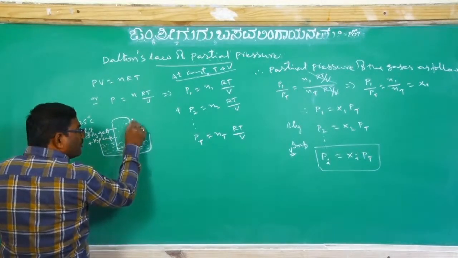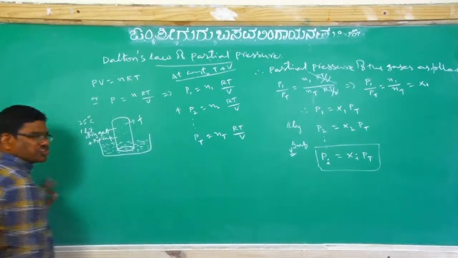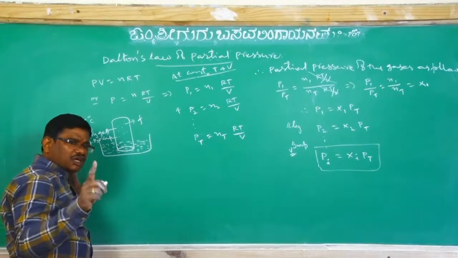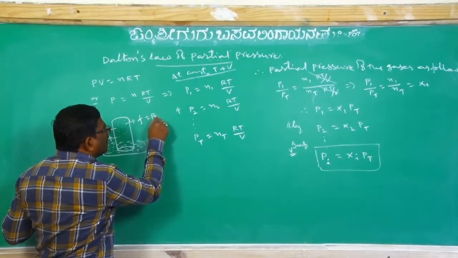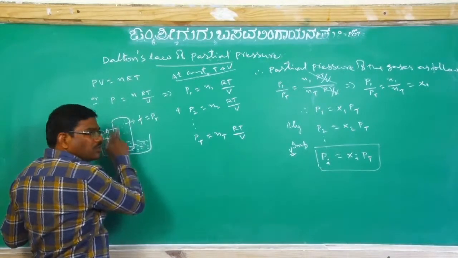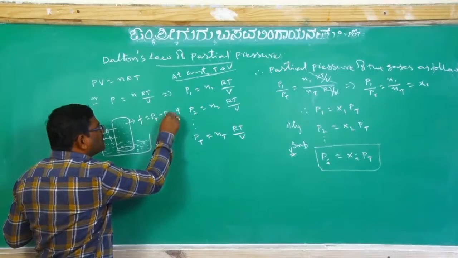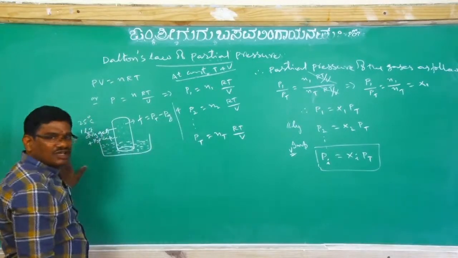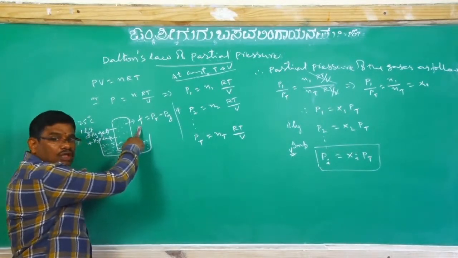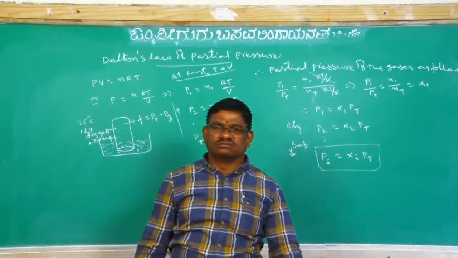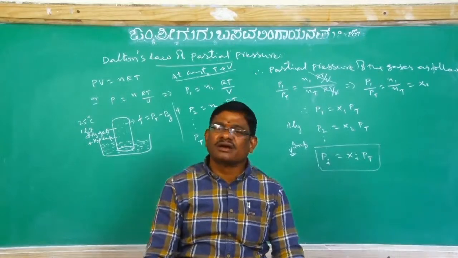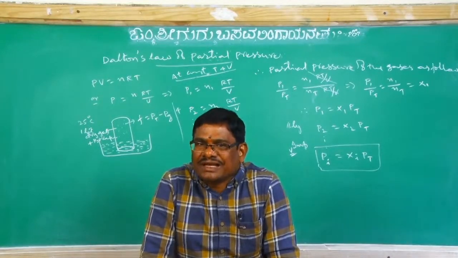Therefore, the water vapor pressure here is called aqueous tension. The pressure exerted by only water vapor is equal to the aqueous tension, which can be the total pressure in the container minus the pressure of the dry gas. What is aqueous tension? The pressure exerted by the vapor of a liquid. Aqueous means water. Aqueous meaning water.